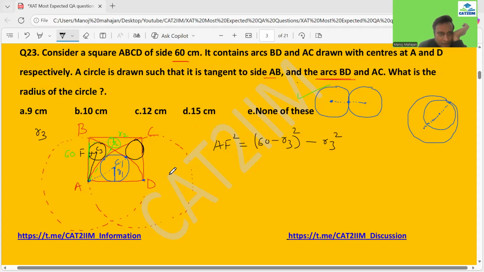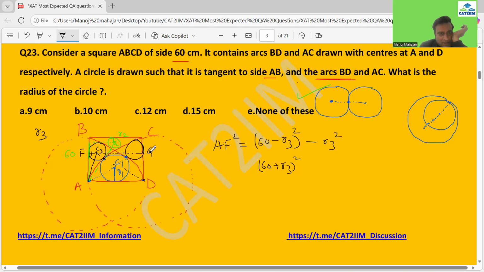So it's a tough one. Let's look at this over here, DC3, right? DC3 would be nothing but from this point till this point, it is 60, and the radius of the circle with center C3 is R3. So my DC3 would be 60 plus R3. And I'm doing a Pythagoras, I'll tell you where. From here, if I drop a perpendicular out here, let's say this point is G.